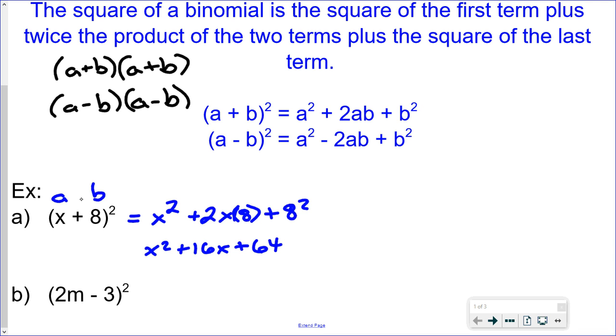This is only really useful if you're going to memorize these. If you don't memorize these, then you're just going to have to rely on using FOIL or one of the other methods.